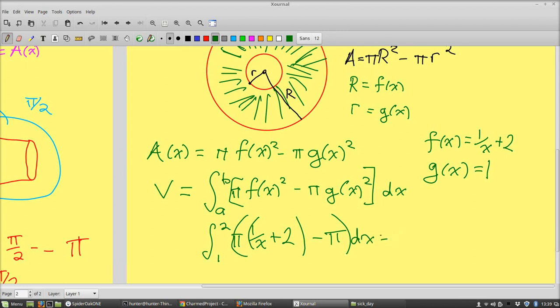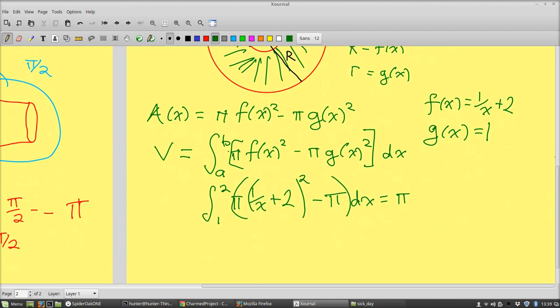So what is that? That's pi times, oh, this should be squared. I forgot to do the squares. Oh, that makes it annoying. That means I have to do this on its own page. So let's do it. Let's go to the next page.